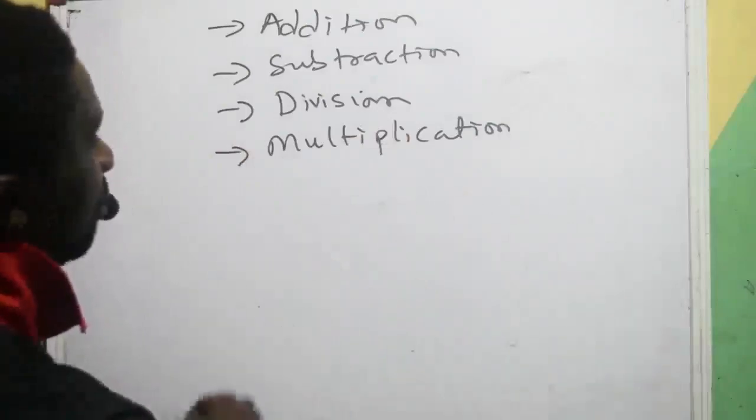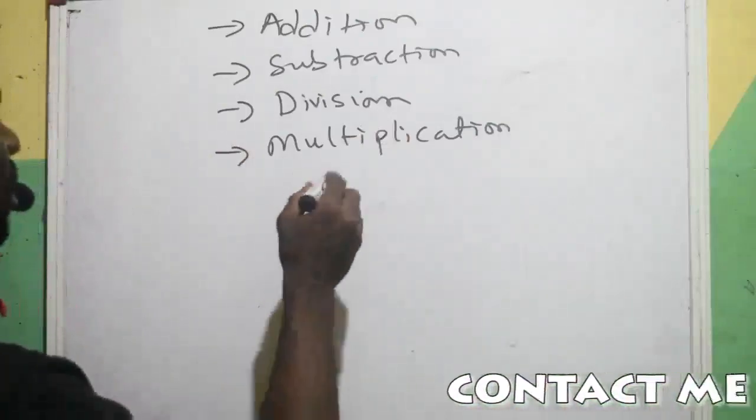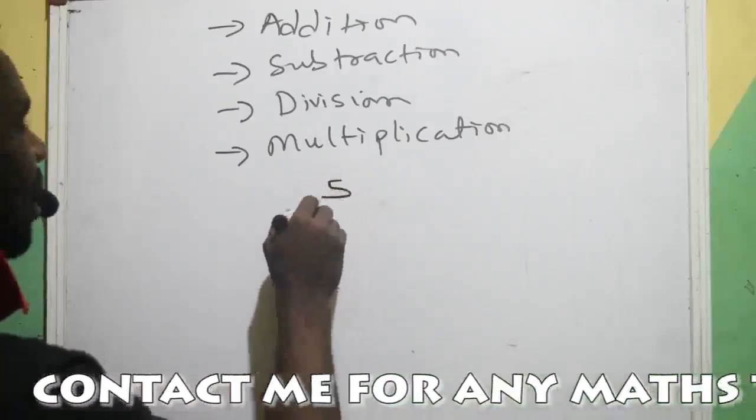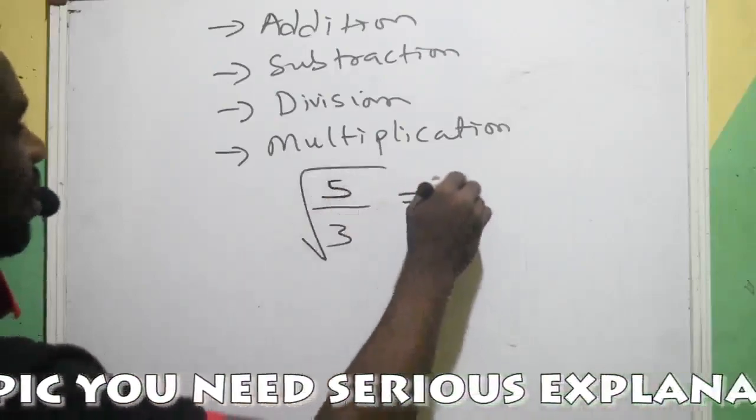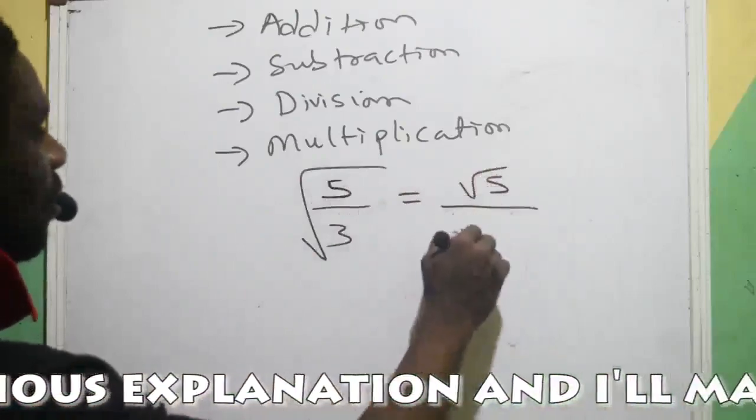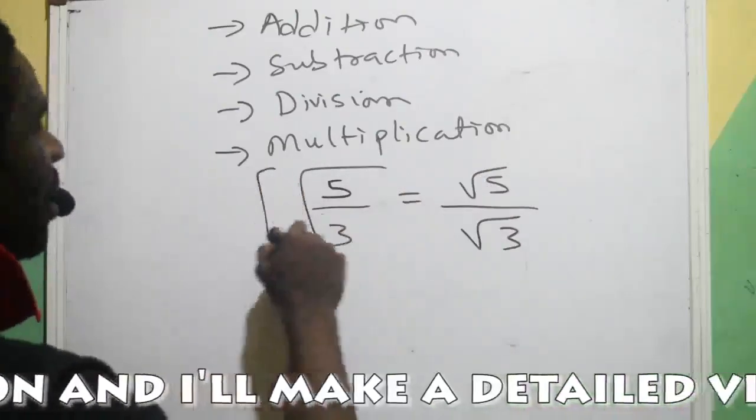So anytime we are dealing with division, if I write square root of 5 over 3, all in square root, it is the same thing as saying square root of 5 all over square root of 3. These two are equal.